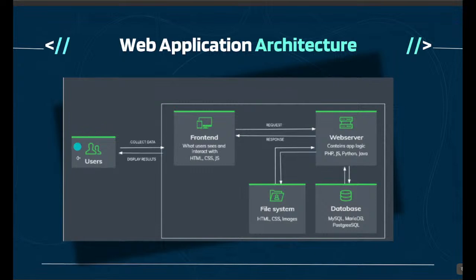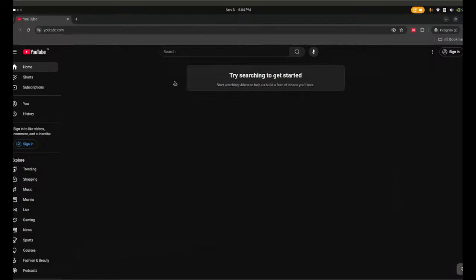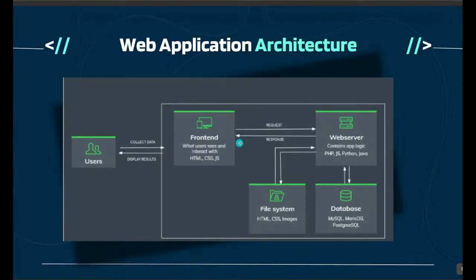So users, this is typically us. And when you send a request, it collects the data from the front end. And what is the front end? The front end is what you see in the browser. So this UI, everything that you see here, is the front end. What users see is the front end. And the front end is made up of HTML, CSS, and JavaScript.